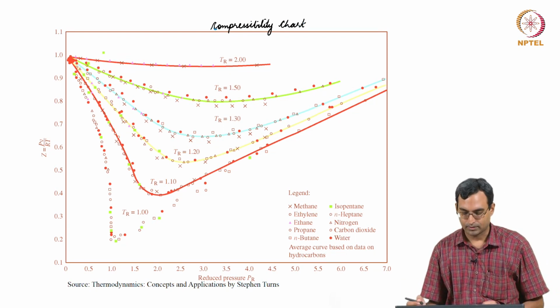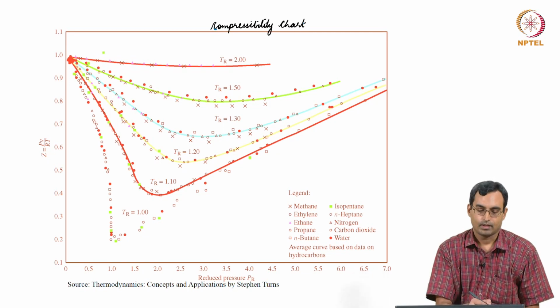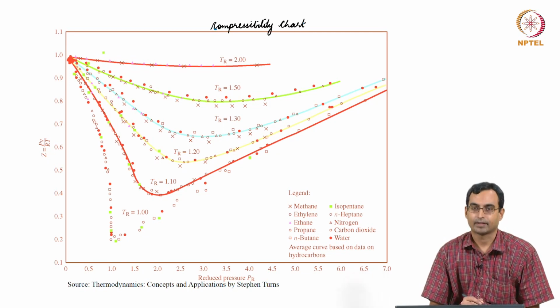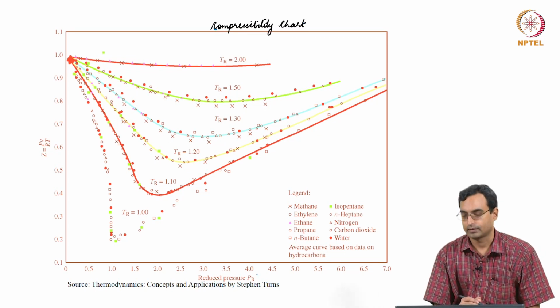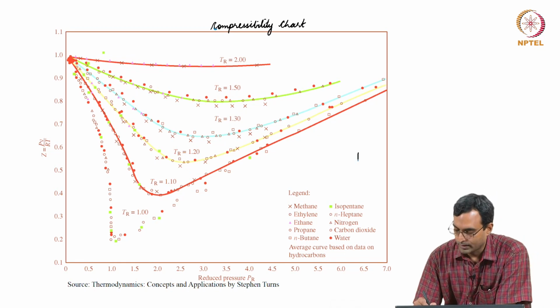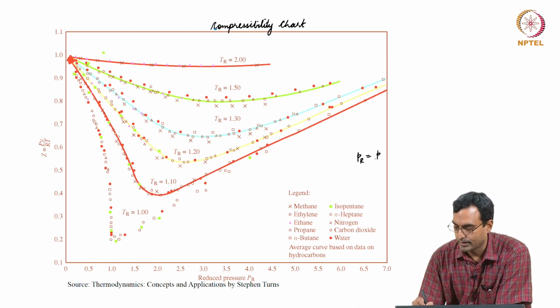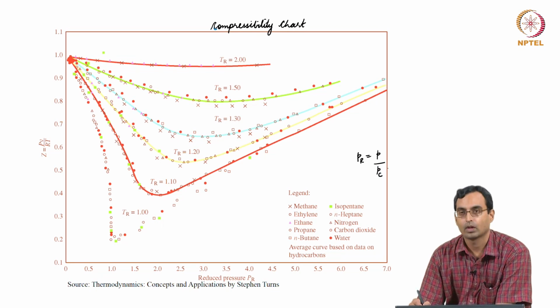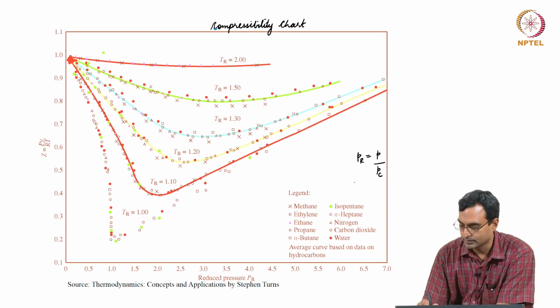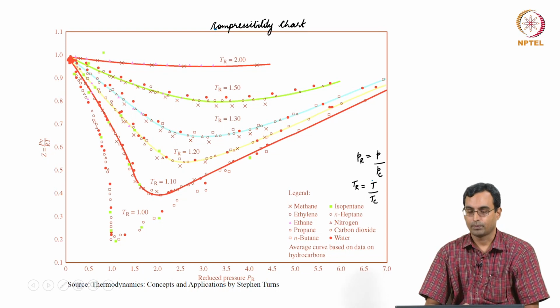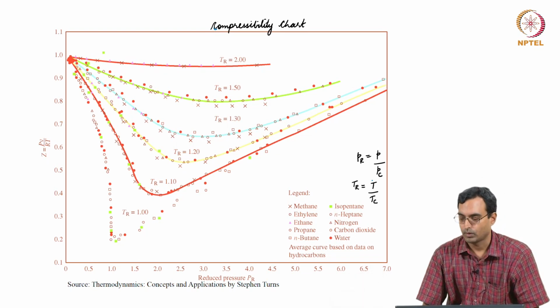So, here we have a chart which shows a plot of Z, which is the compressibility factor given as PV by RT, versus what is called the reduced pressure, which is PR. The reduced pressure is essentially the pressure divided by the critical pressure. We will look at what the critical pressure is in a few moments. And similarly, we have this notation TR here, which is the reduced temperature, essentially the temperature divided by the critical temperature. We will see what the critical temperature is also in a few moments, but for the time being this is what we will say: PR is P by Pc, TR is T by Tc.